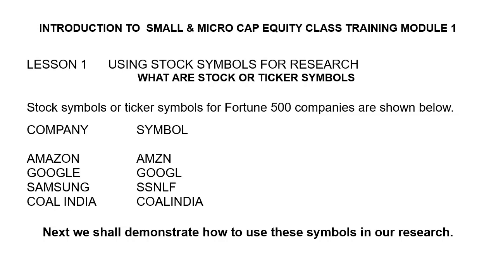The company name is Samsung. The stock or ticker symbol are the letters SSNFL. The company name is Coal India. The stock or ticker symbol are the letters COALINDIA. Next we shall demonstrate how to use these symbols in our research.